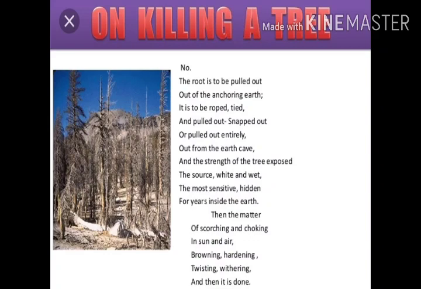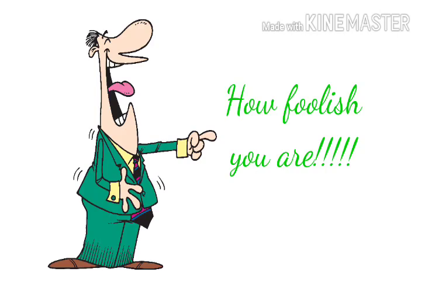So the last stanza says, no, the root is to be pulled out of the anchoring earth. It is to be roped, tied and pulled out, snapped out or pulled out entirely, out from the earth cave, and the strength of the tree exposed, the source white and wet, the most sensitive hidden for years inside the earth, then the matter of scorching and choking in sun and air, browning, hardening, twisting, withering, and then it is done.